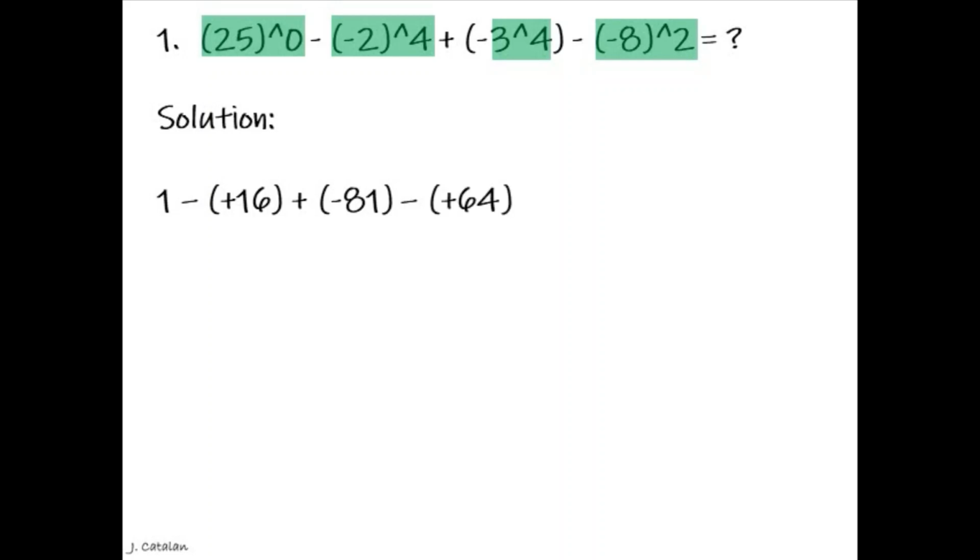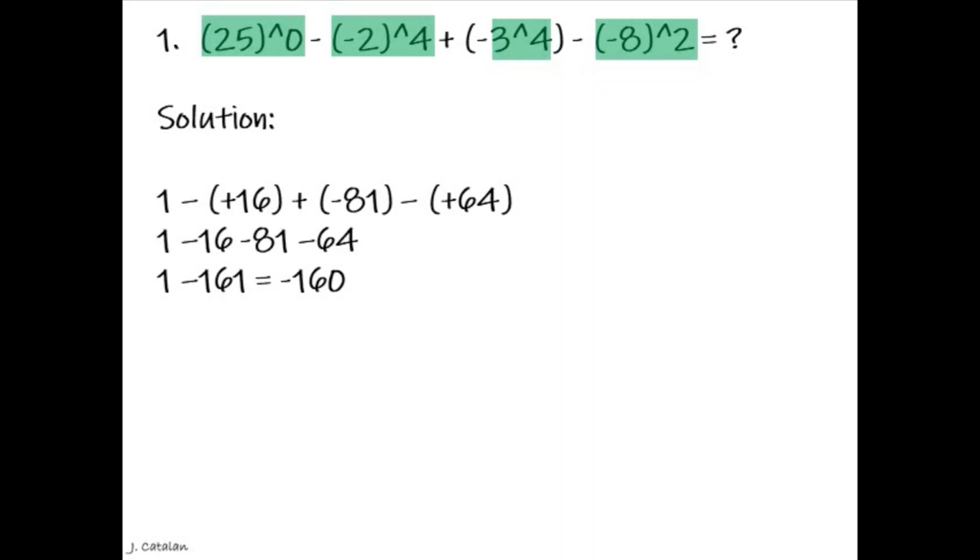Negative sign multiplied by positive sign, the result is negative. Positive sign multiplied by positive sign, the result is positive. Negative sign multiplied by negative sign, the result is positive. Applying the rules, the results will be 1, -16, -81, -64. Sum up all according to their sign.